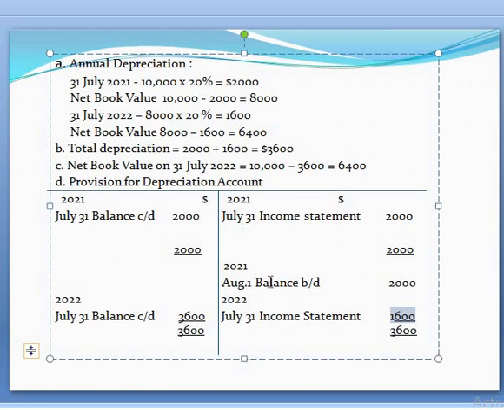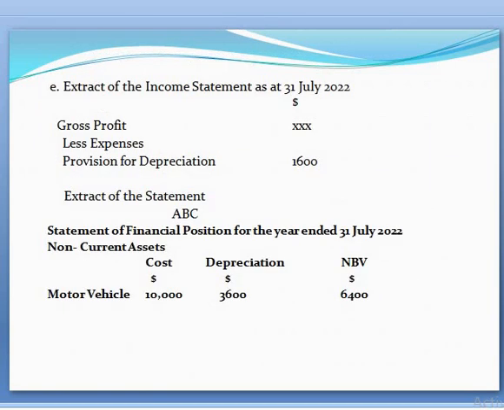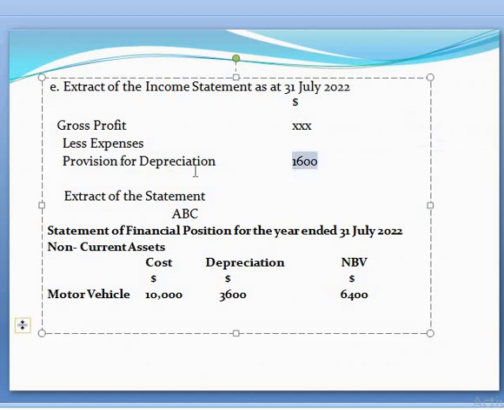As you can see, when you're recording the provision for depreciation using the reducing balance method, the depreciation keeps on decreasing. It was 2,000, then it's 1,600, and it will keep on decreasing because it's calculated on the net book value. Right. So the extract of the income statement shows 1,600 as an expense, which will be subtracted from the gross profit. So gross profit less expenses, because this is the depreciation for the year.